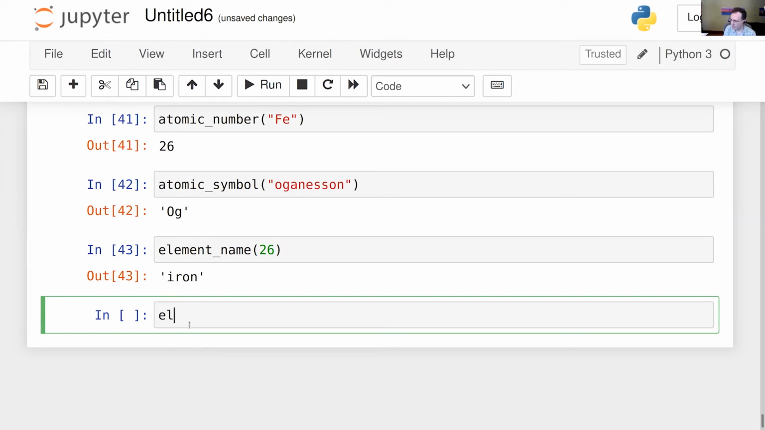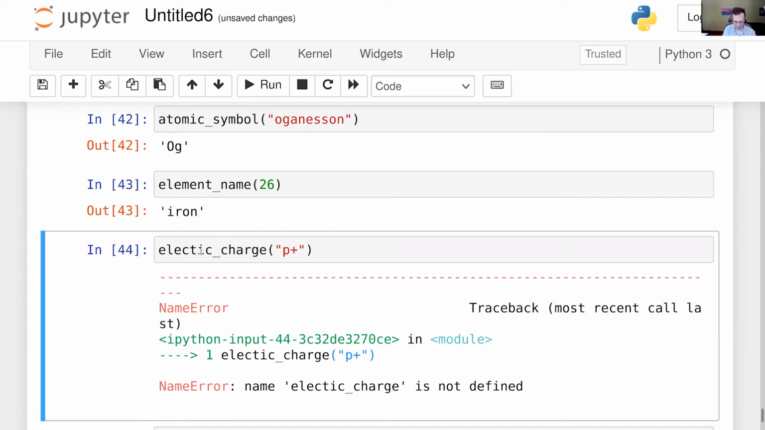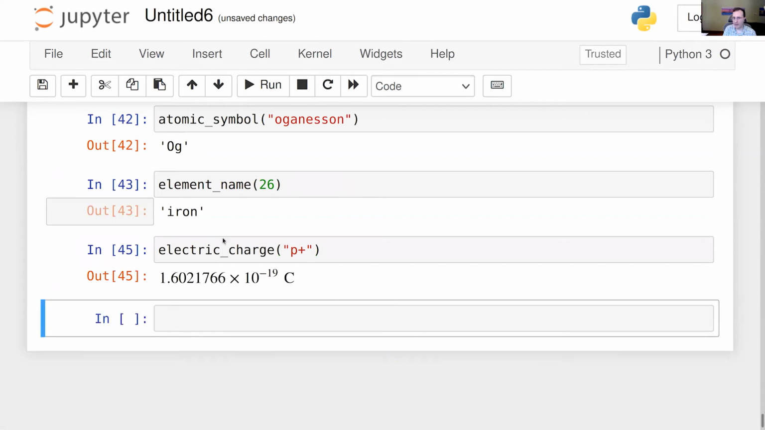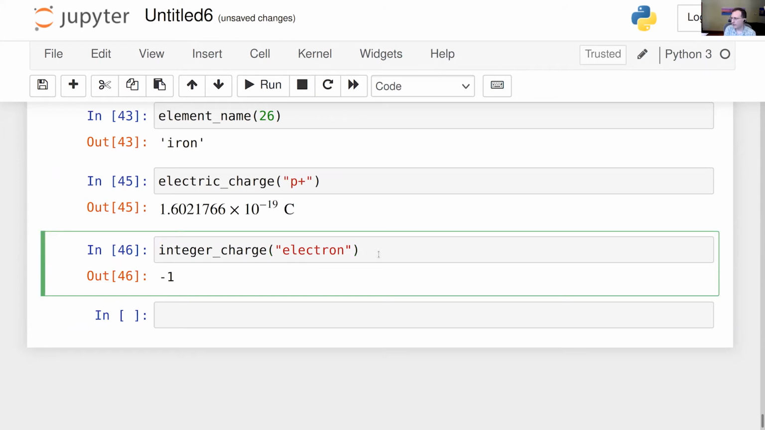We can also use standard symbols for the names of particles. So we can do electric charge of p+. Whoops. Name error, electric charge is not defined, and you get a name error when you misspell something often. So we get the electric charge of a proton is the elementary positive charge. We can also get the integer charge of an electron, and that will give you -1. In the next version of PlasmaPy, this will be changed to charge number, though you'll still be able to use integer charge for a few releases.